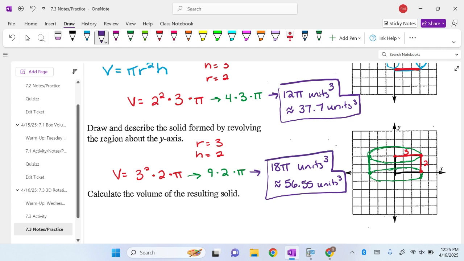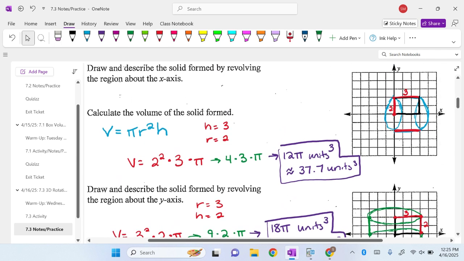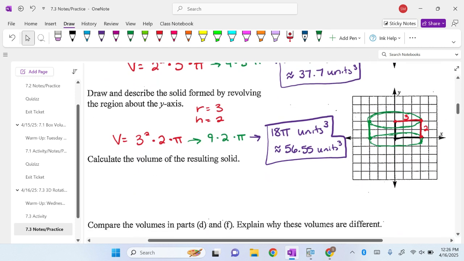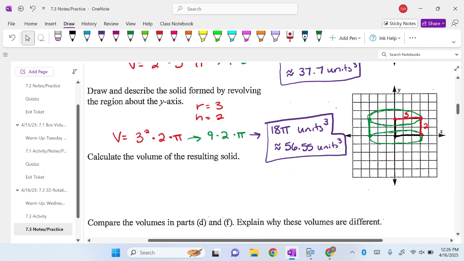So you guys understand how I'm doing this? You guys kind of get the pattern? So it all depends on which direction you're rotating. If you're rotating over the x-axis, your width becomes your radius and your length becomes your height. Whereas if you're rotating over the y, it switches. Your length is now your radius and your width's your height of the rectangle. So the dimensions don't change just because you rotate it. It just gets transformed into a new formula. Does that make sense?